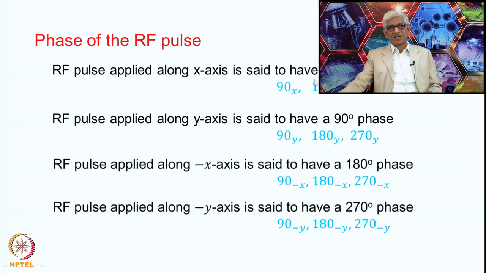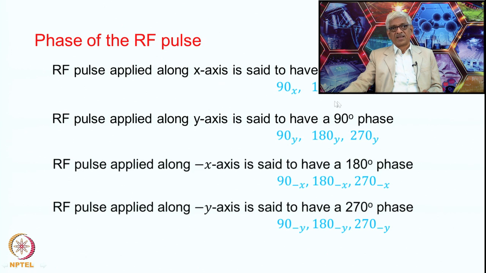So technically we say if it is a zero phase, it is along the x axis: 90 pulse along the x axis, 180 pulse along the x axis, 270 along the x axis, and so on. Likewise, if you apply a pulse along the y axis, then it is said to have a 90 degree phase. Therefore, we can have a 90 Y pulse, a 180 Y pulse or a 270 degree Y pulse. Now if you do the same thing with a 180 degree phase, meaning we apply it along the minus X axis, then we write it as 90 minus X, 180 minus X, 270 minus X and so forth.